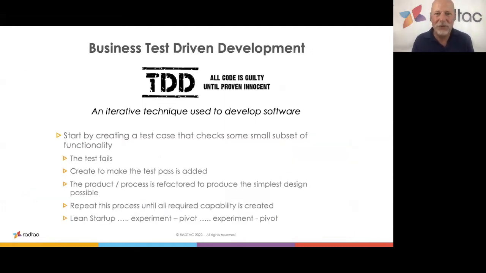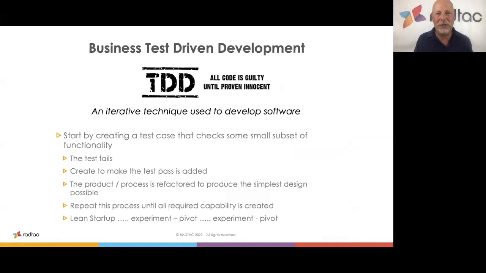Test-driven development. Again, you can see that all code is guilty until proven innocent. So it looks like an IT thing, and it is an IT thing. However, it applies to the business as well. The first thing we need to do when thinking about producing a business outcome is write a test. How are we going to prove to ourselves that this business outcome works? Create the test. Once the test passes, we're then going to refactor the product, the process, the outcome, whatever it is we're looking at.